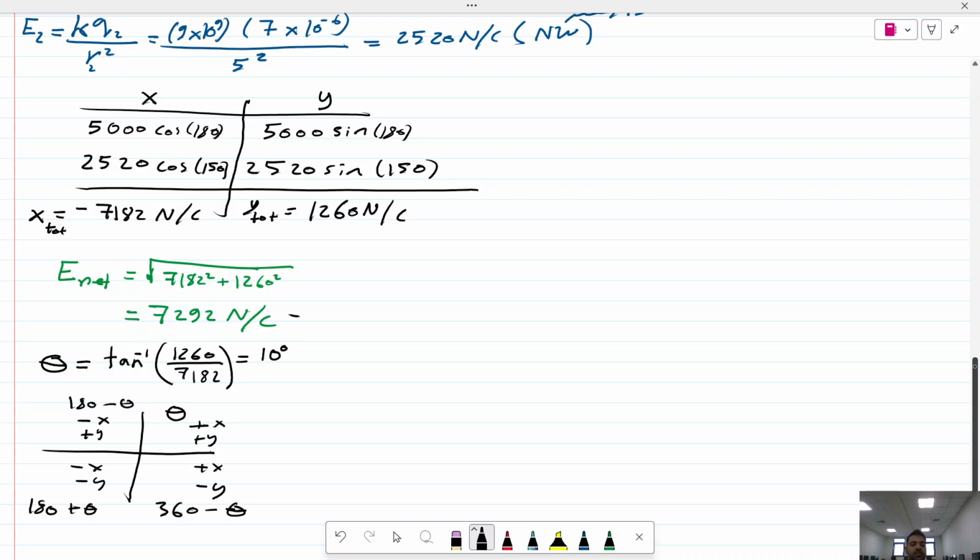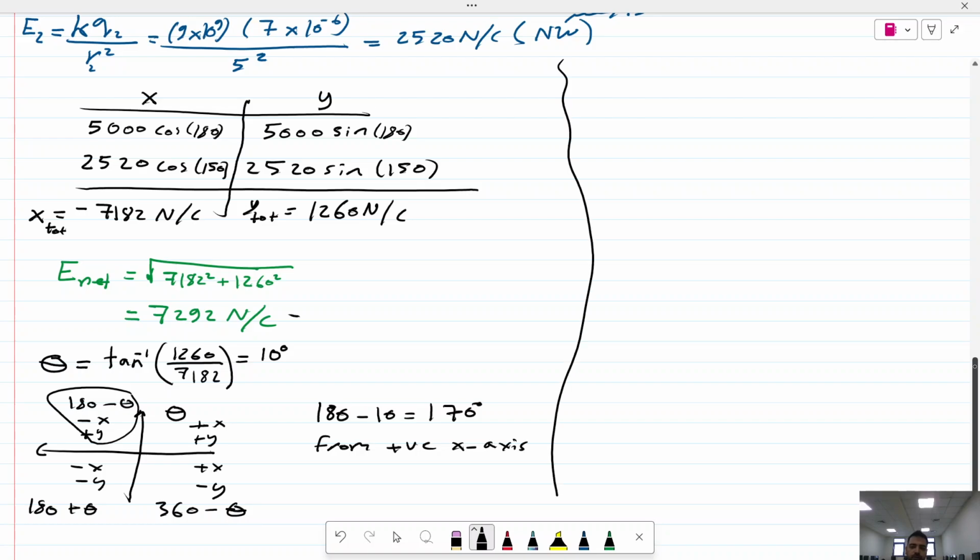So since we have minus x and positive y, which is west and north, it would be the second quadrant, because west is over here and north is over here. So we say that the angle from the positive x-axis is equal to 180 minus 10 degrees, which is 170 degrees from the positive x-axis. This is part A.